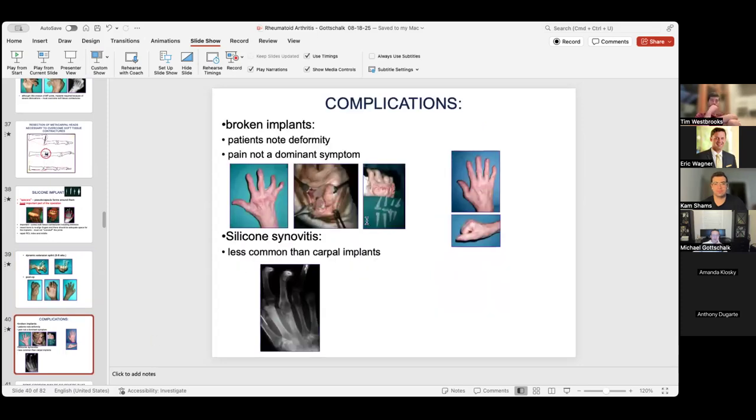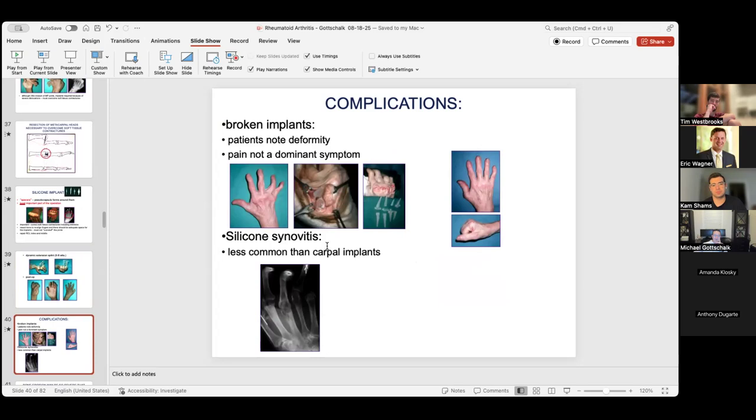With that said, just like everything else, complications can happen. You can have broken implants. I revised a patient recently where they had broken through all of their implants, and all I did was take out the implants, put in new ones, and it popped them back into a more normal alignment, and they hadn't had it for almost 10 to 15 years. It was pretty remarkable. Sometimes you can see significant synovitis around the prior implants, which can cause them to break.